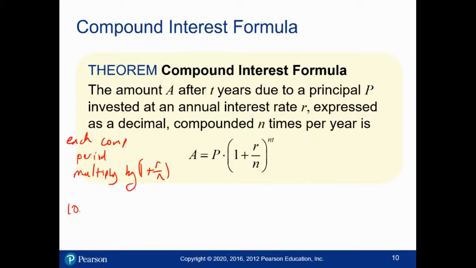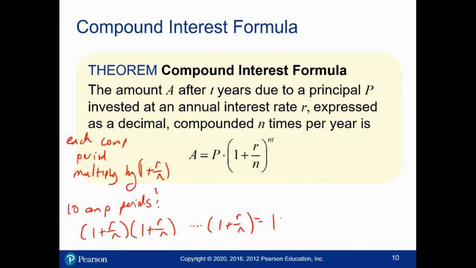So suppose there have been 10 compounding periods. What do I multiply by? I multiply by 1 plus R over n for the first period, then by 1 plus R over n for the second period, etc. I keep multiplying by 1 plus R over n. How many periods did I do? 10 of them. So I multiply by 1 plus R over n to the 10th. Whatever the principal is, after 10 compounding periods, just multiply by this.